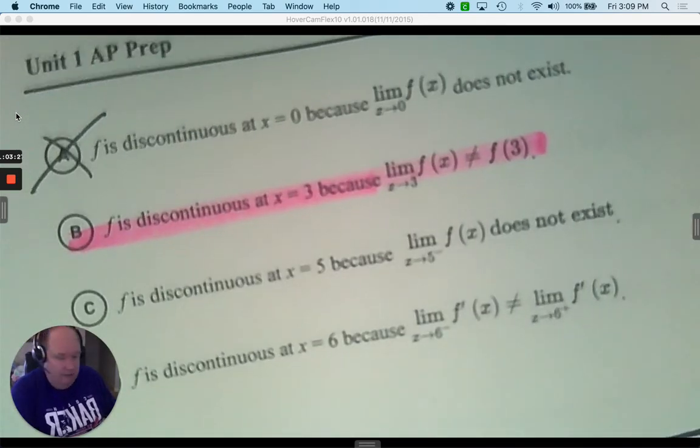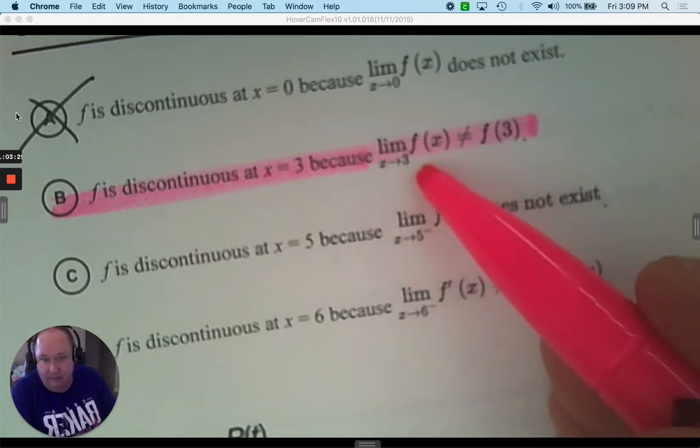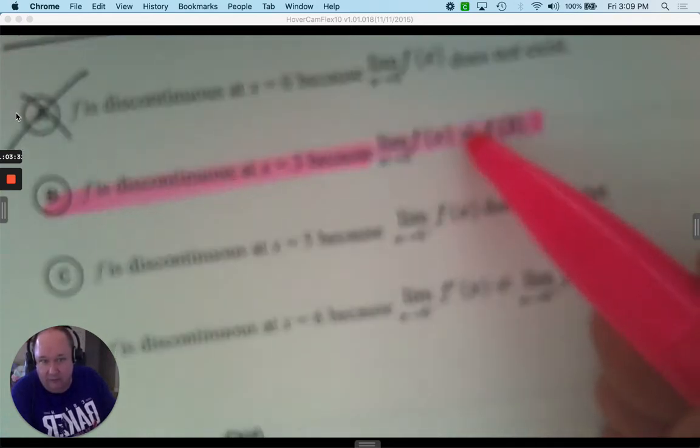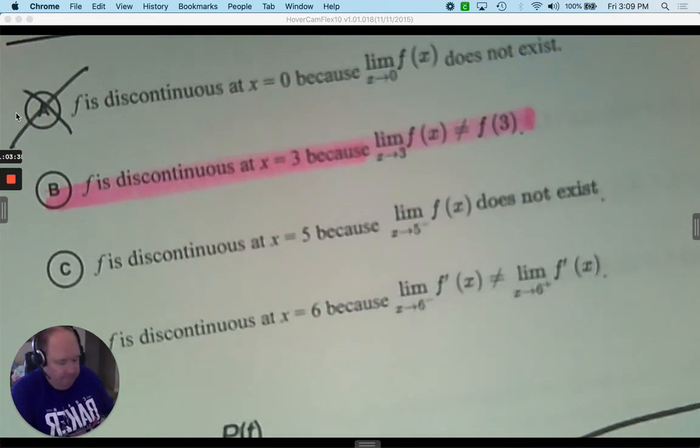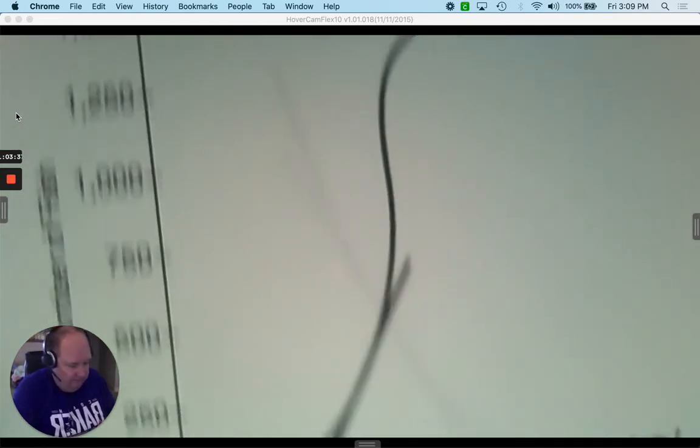So it's not continuous because the limit value as x approaches 3 doesn't equal f at 3, and that's the calculus definition of continuity. Number 39. So you're given a graph.